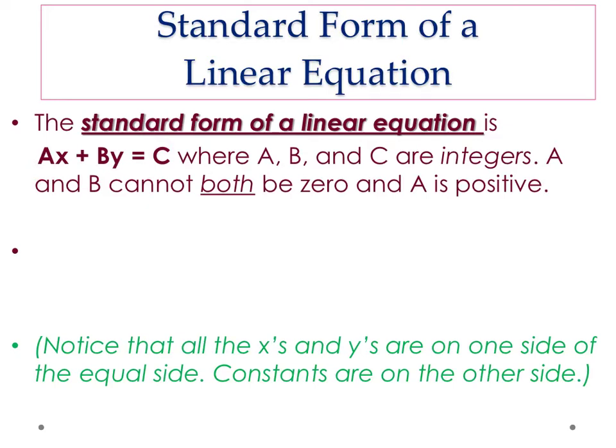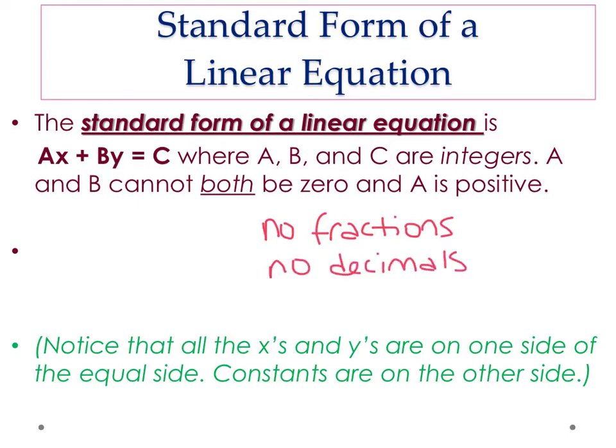So no fractions, no decimals, and then a is not allowed to be negative. So a must be positive. Now we also cannot have a and b both be 0 at the same time. So we have more restrictions on this form of a linear equation.